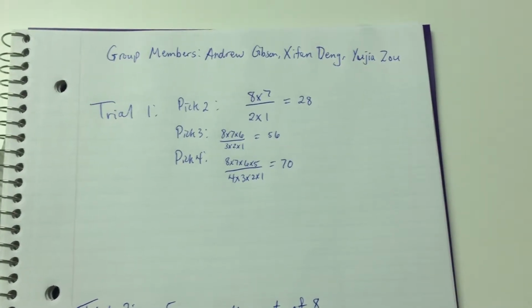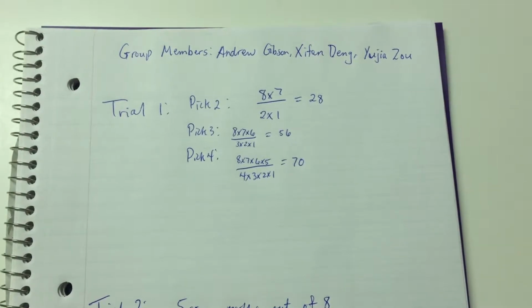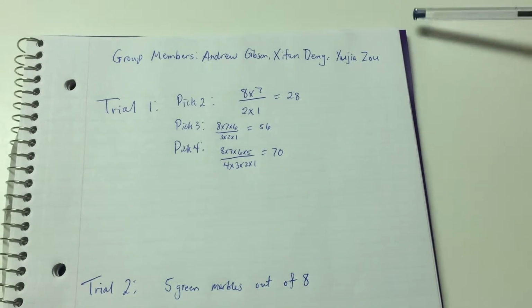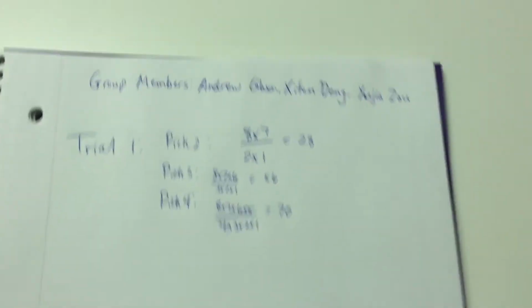Alright, so this is for Math 114. This has to do with permutations and combinations. These are the group members, just so we all get credit.